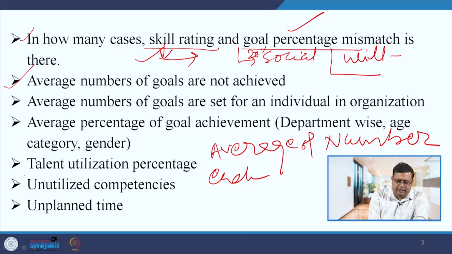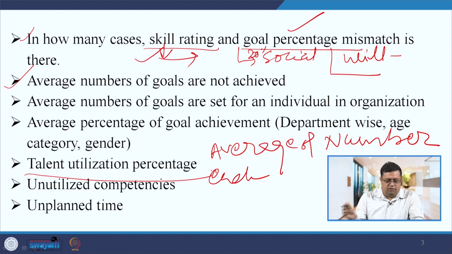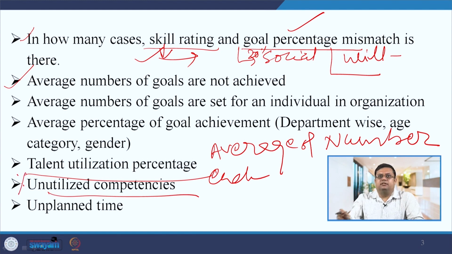And this percentage of talent utilization, right, percentage of talent utilization. If you remember the skill mismatch, how many skills are there, but goal mismatch is there, that is one percentage that you can calculate. And the second one that you can calculate, goal category, number of goals and skill required. So, if someone has 10 skills, but only 4 skills are utilized, then you can say that talent is underutilized. Percentage of unutilized competencies. So, what is this? In the example I gave you, 60% is unutilized competencies.